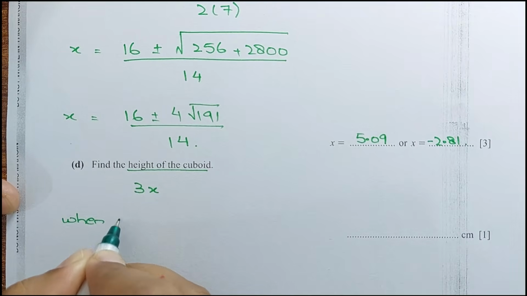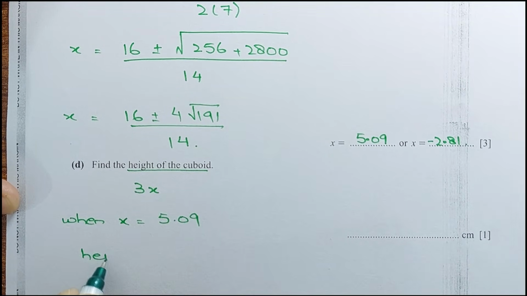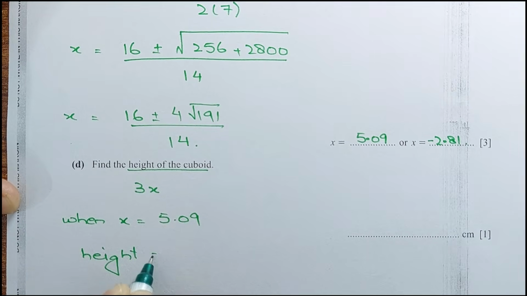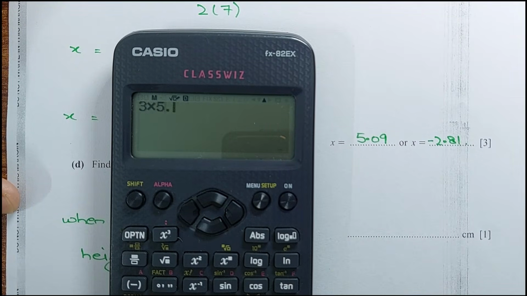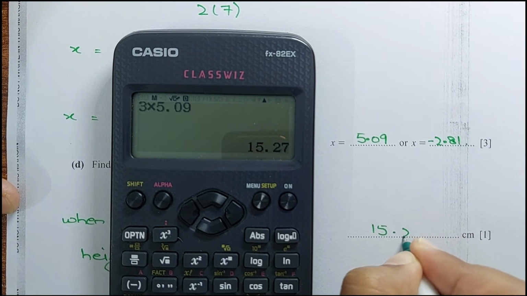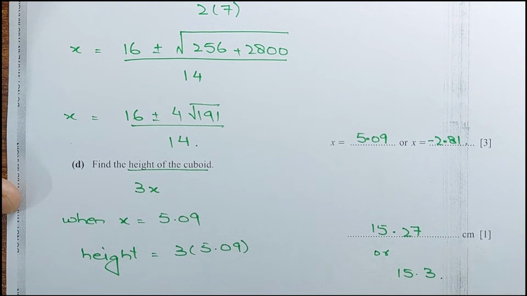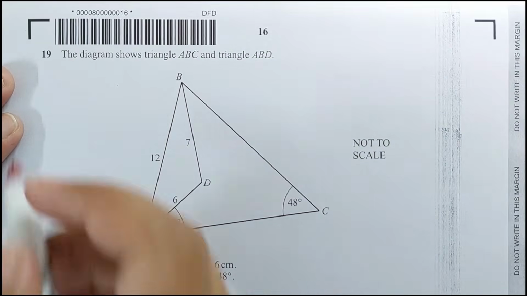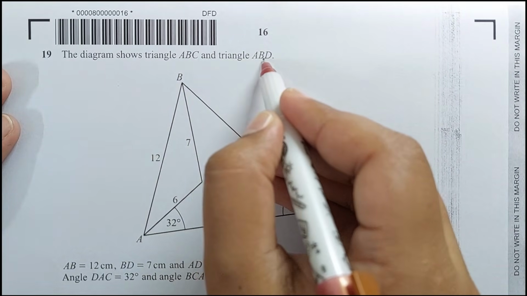So we can say when the x value is 5.09, the height is 3 times 5.09, that becomes 15.27. That is the height in centimeters, or if you round it, this is 15.3 centimeters. Question number 19. The diagram shows a triangle ABC and triangle ABD.